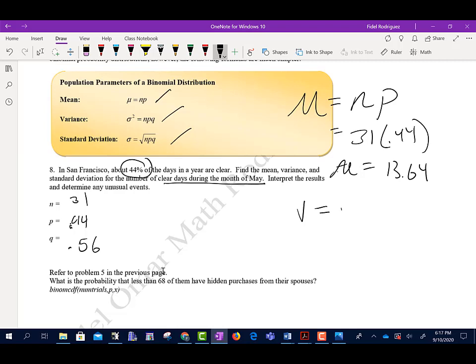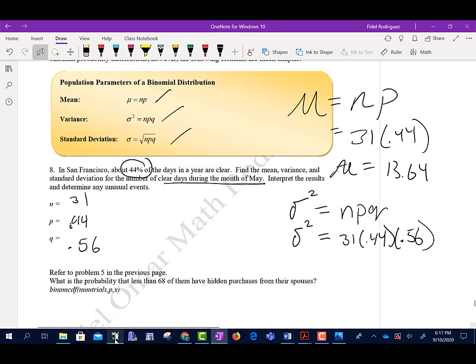So the variance says we're going to take n times p times q. So I'm going to take n, which is 31, times p, which is 0.44, times q, which is 0.56. Why am I using a v? I'm supposed to be using sigma squared. Sorry, guys. Okay, looks like a funny looking sigma.